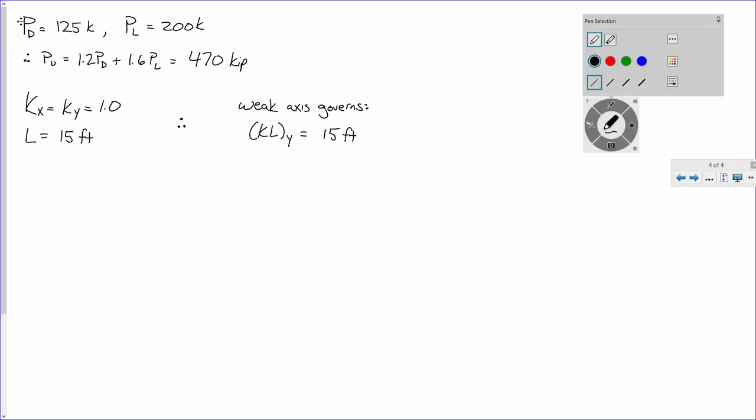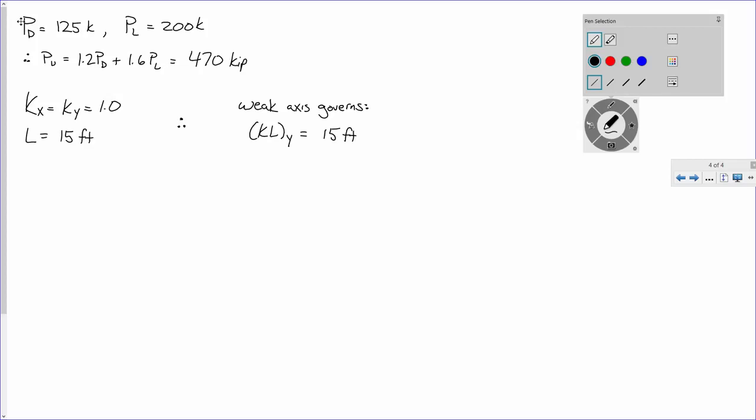Well, if they weren't equal, remember, if they aren't equal, then you design based off the weak axis. You select a series of trial shapes, and then for those trial shapes, you check the Rx over Ry ratio, which is, yeah, those are Kx and Ky. But we don't have Rx over Ry ratios in the manual, so it's fairly unlikely that we're going to have to do that. All right.